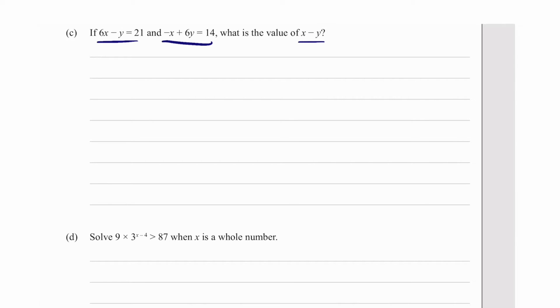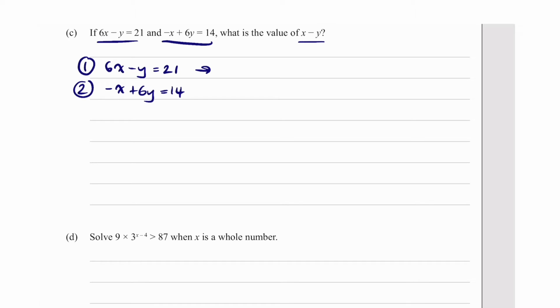Well, I'm going to rewrite my equations here. So 6x minus y is equal to 21. And my second equation, negative x plus 6y is equal to 14. Now, we can use substitution or elimination in order to solve our simultaneous equations. In this case, I'm going to use substitution because I think it might be a little bit easier. So I'm going to take this first equation, and I can rearrange for x or y. In this case, I'm going to rearrange for y.